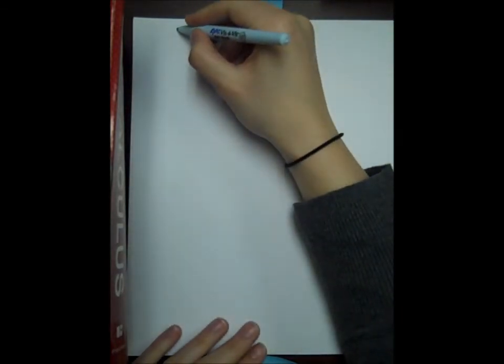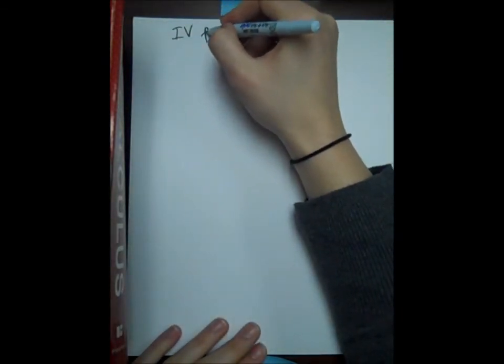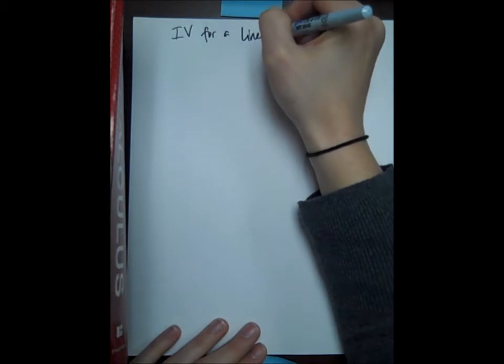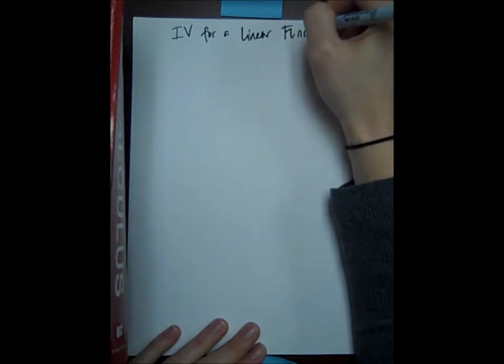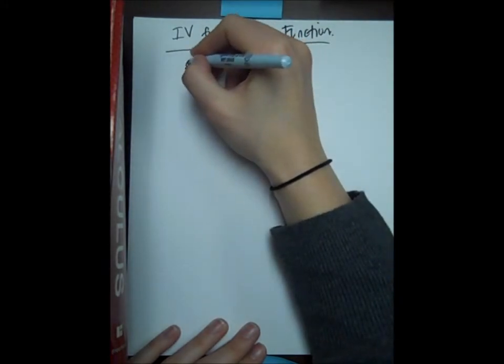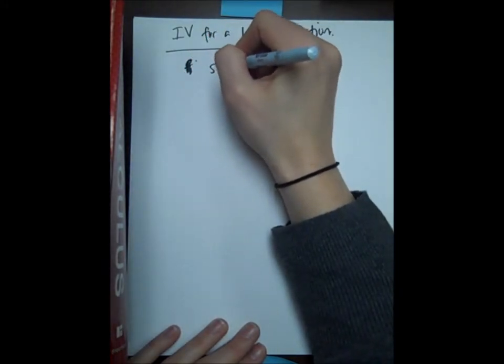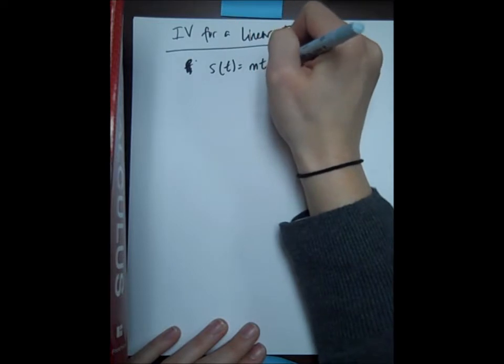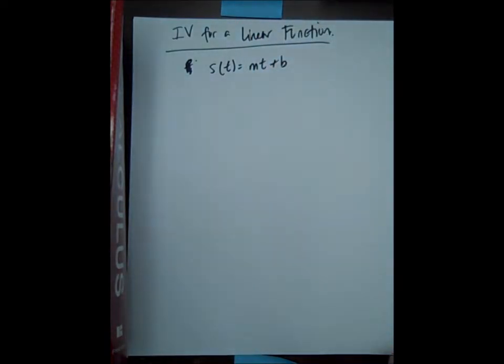So the last thing I want to do with instantaneous velocity and average velocity is, can we figure out the instantaneous velocity for a linear function? So this is instantaneous velocity for a linear function. So let's call it s. Let s of t be m times t plus b. M and b are just numbers, so this is a linear function.